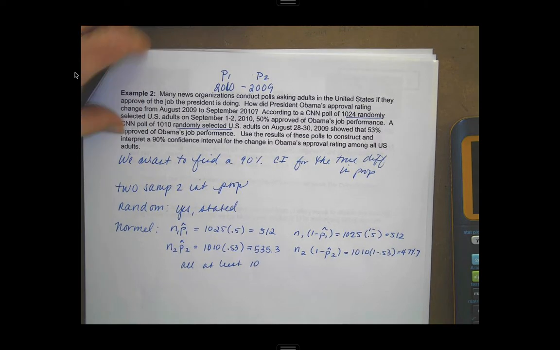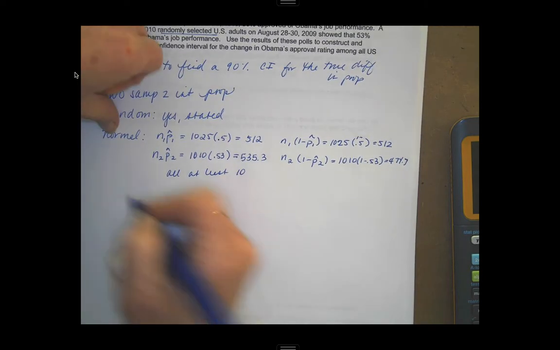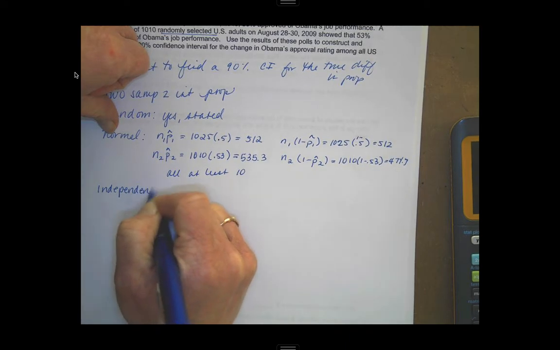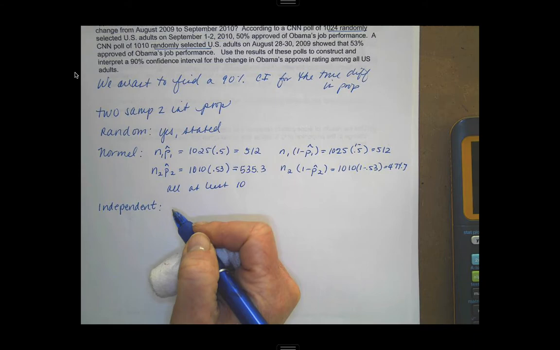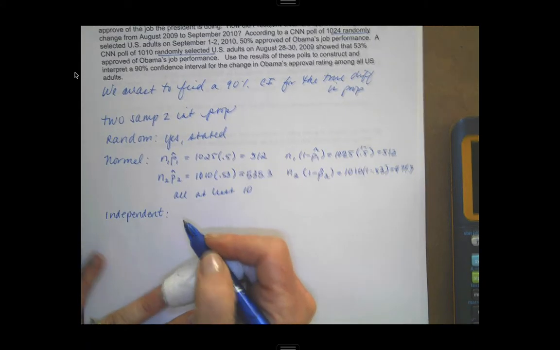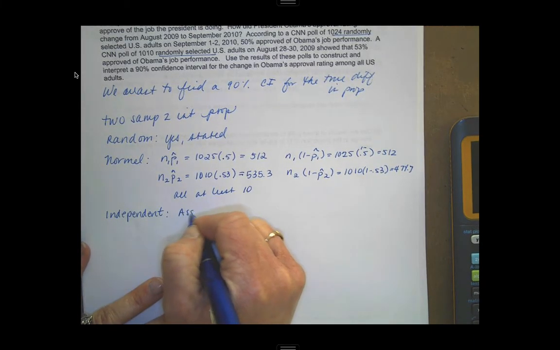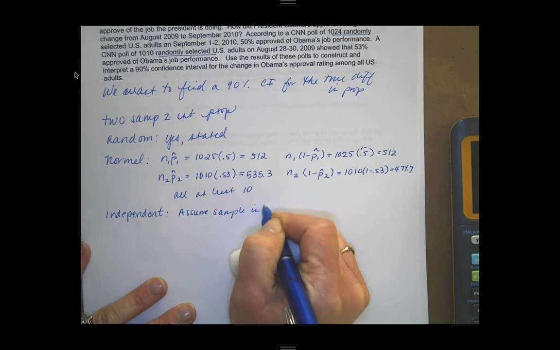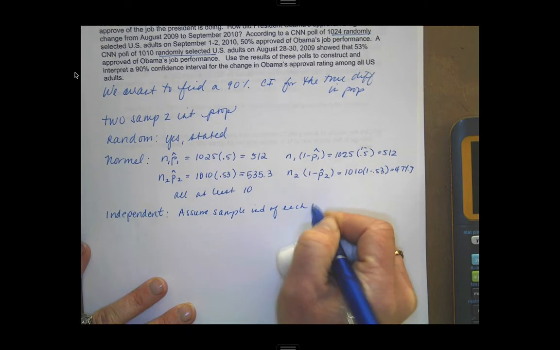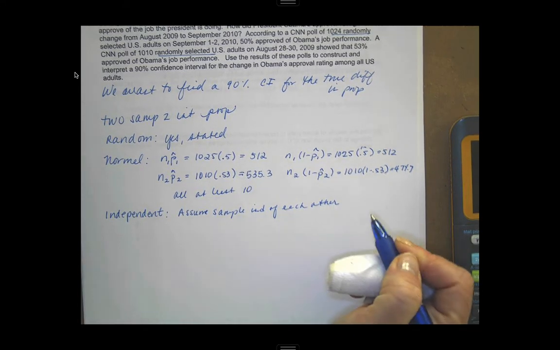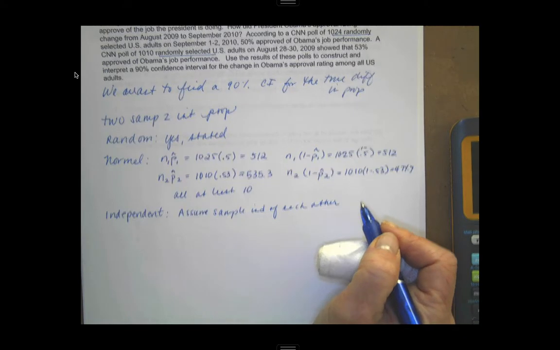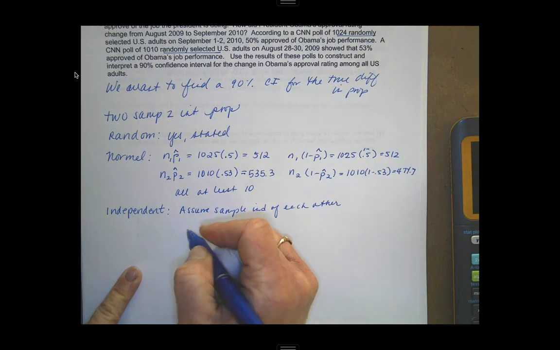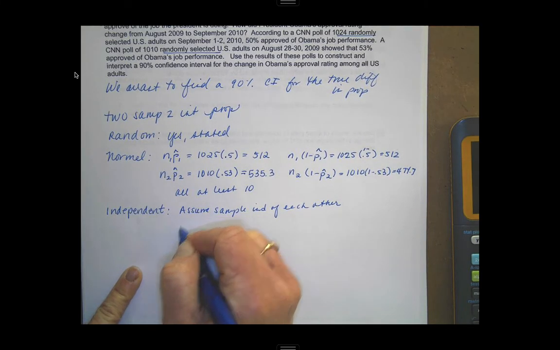So all of those were at least 10. All right, I'm going to assume these samples, remember there's a new part here, are independent of each other. So what I mean here is I'm assuming that the people who were in that 2009 sample were not the same people that were in the 2010 sample. Both of them are samples, so then I'm going to check the 10% condition.